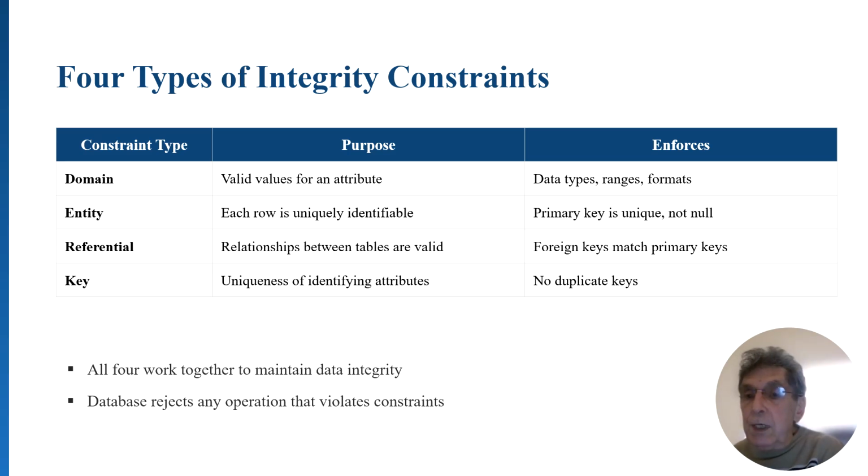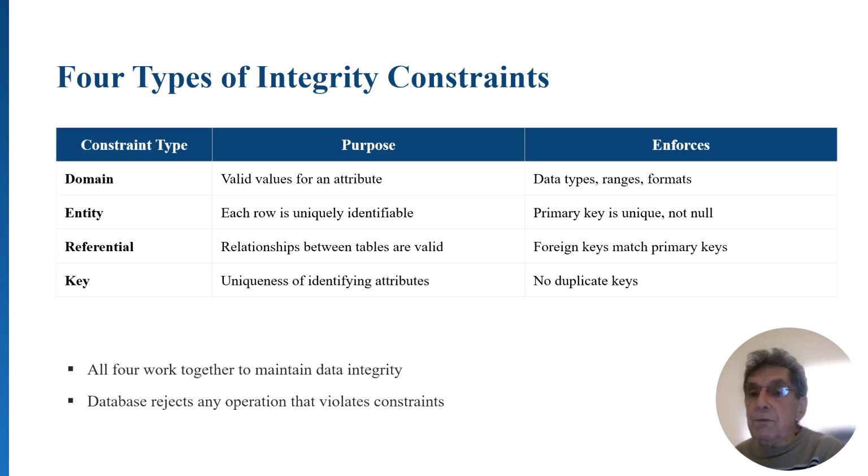There are domain constraints. They define what values are valid for each column. They specify data types, acceptable ranges, and formats. Like age must be between 0 and 120 is a domain constraint. Entity integrity ensures that every row can be uniquely identified. It requires that primary keys are unique and not null. Without entity integrity, you can't reliably distinguish one record from another.